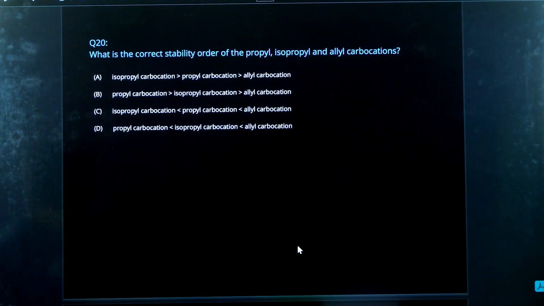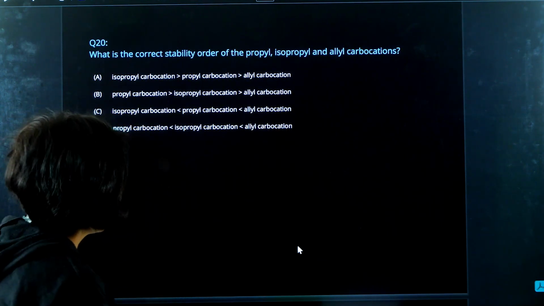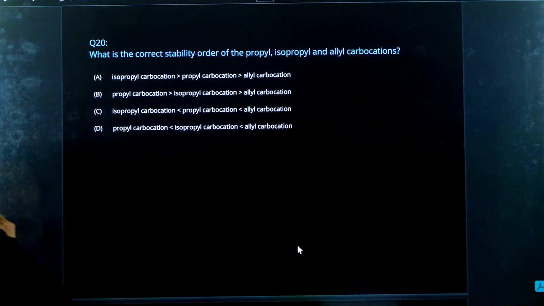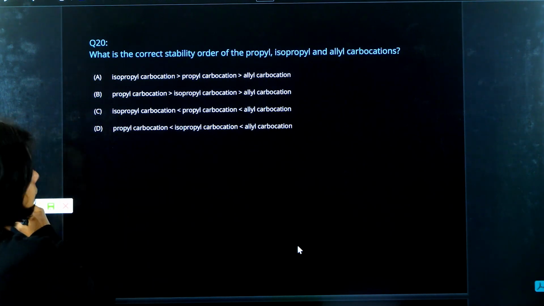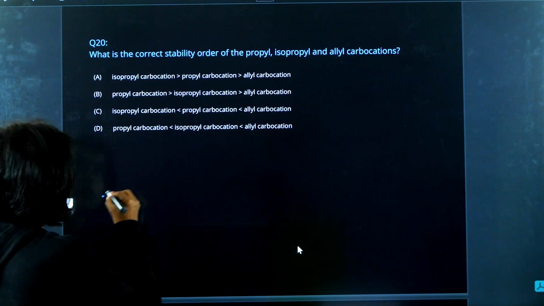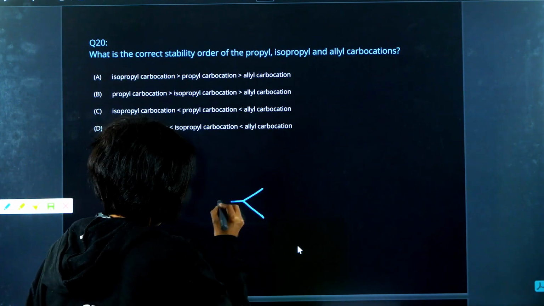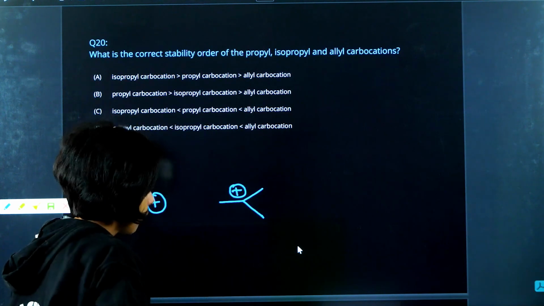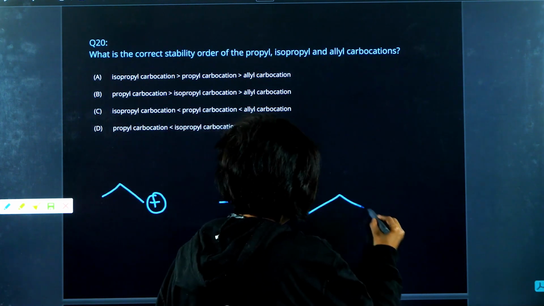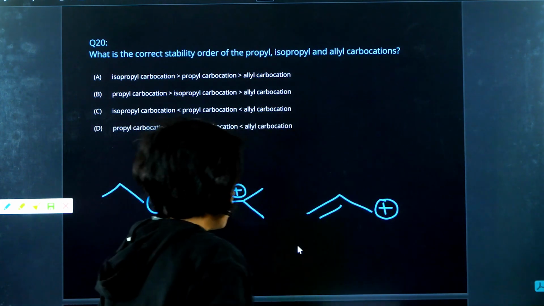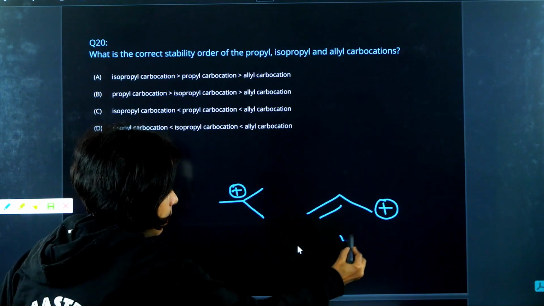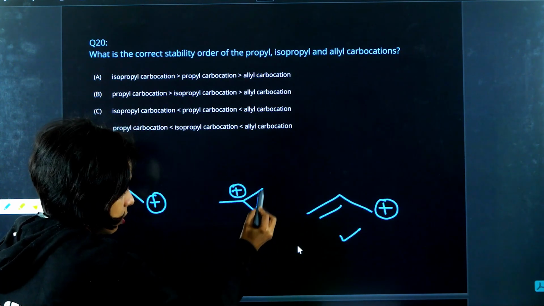Which is the correct stability order of propyl, isopropyl and allyl carbocations? Let's check. Propyl, isopropyl, allyl. So there is this resonance, which makes it more stable, and then more number of alpha hydrogens, right?